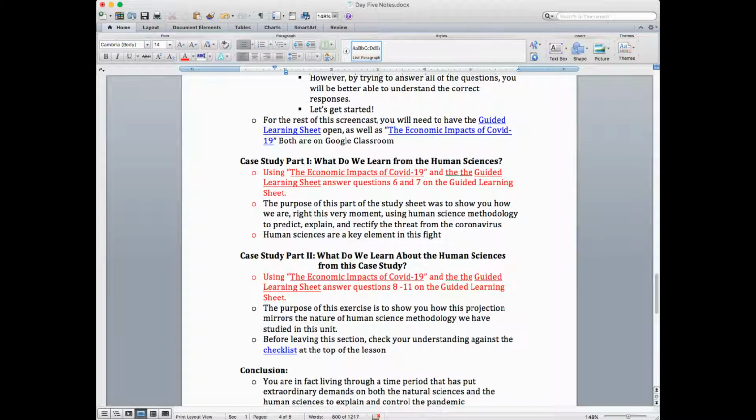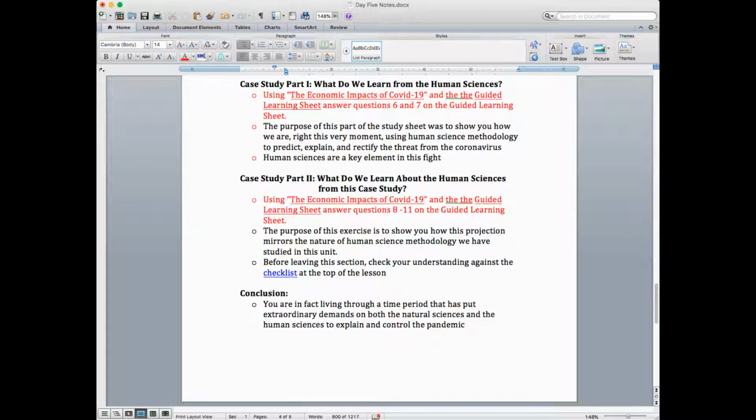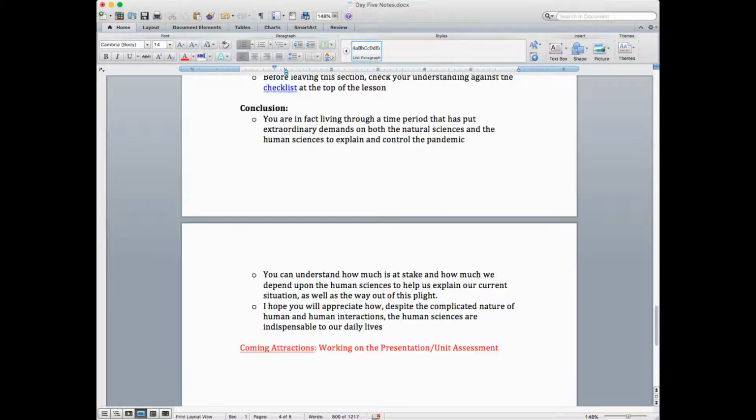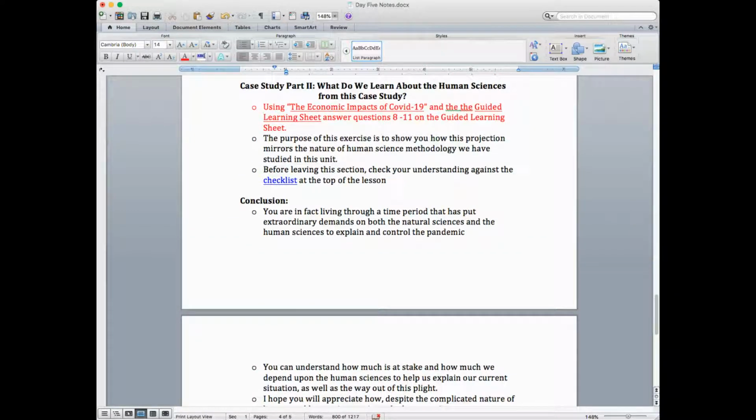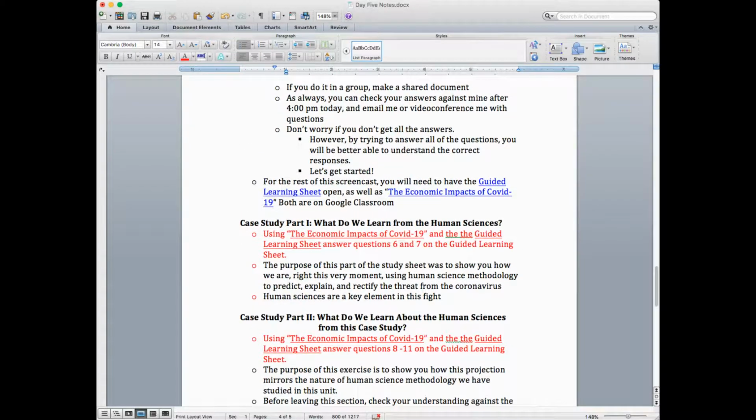And then in the second part, we'll use the same sources, and we're going to look at how the projection in this document mirrors the nature of human science methodology we've been studying. And then, of course, before we do, you want to check your answers against the checklist. But let's go back now. What I would like you to do now is pause, and answer questions 6 and 7 on the guided learning sheet. Don't resume the screencast until you've done that.